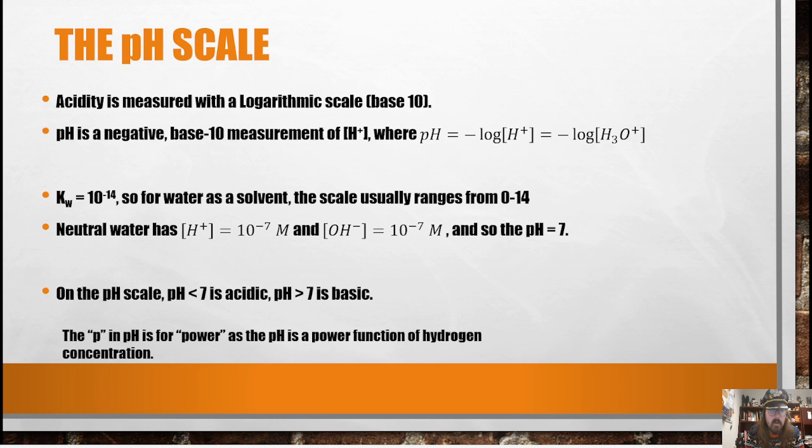Now, there's discussion of where the P actually comes from, but the P and the H could be considered a power. It's a power function of hydrogen concentration. So we have a lot of P functions where we take the negative log of some value or another. So pH is the first one we'll use.